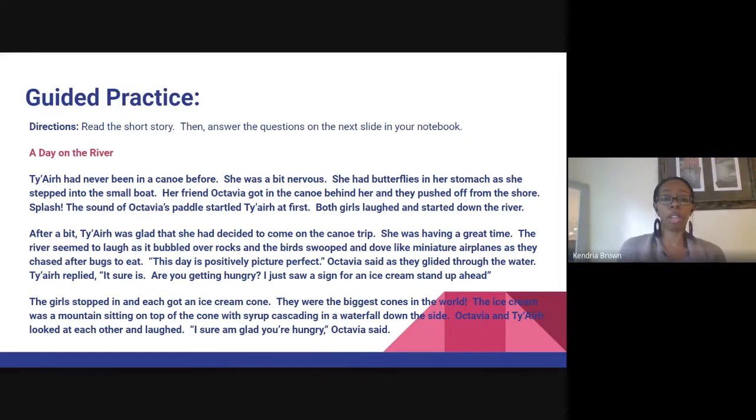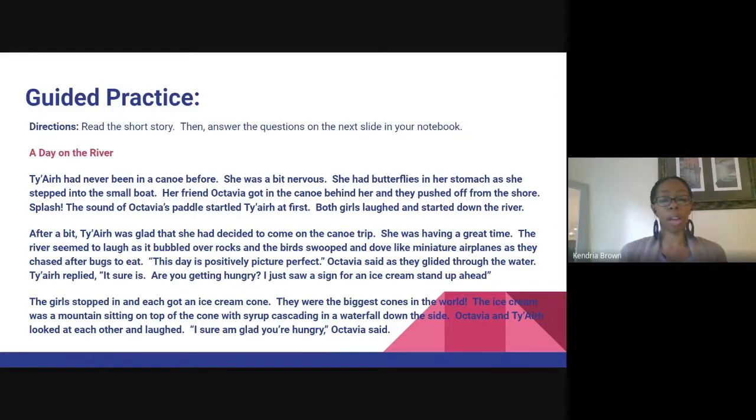Tyre had never been in a canoe before. She was a bit nervous. She had butterflies in her stomach as she stepped into the small boat. Her friend Octavia got in the canoe behind her and they pushed off from the shore. Splash! The sound of Octavia's paddle startled Tyre at first. Both girls laughed and started down the river. After a bit, Tyre was glad that she had decided to come on the canoe trip. She was having a great time. The river seemed to laugh as it bubbled over rocks, and the birds swooped and dove like miniature airplanes as they chased after bugs to eat.